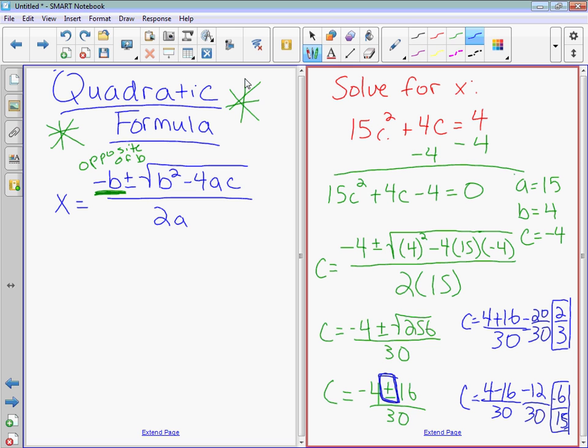So your 2 answers you can write different ways. In this case, I'm going to use the brackets that we saw in the warm-up. You get 2/3, comma, negative 6 over 15, and close the brackets. That is your answer for c.